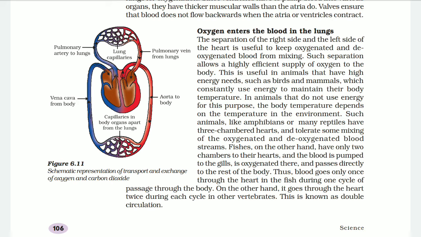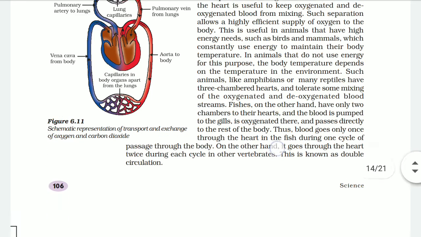So what we have understood from here is that the way the heart is designed depends upon the energy requirement of an organism. There are four-chambered and two-chambered hearts present in various living organisms.